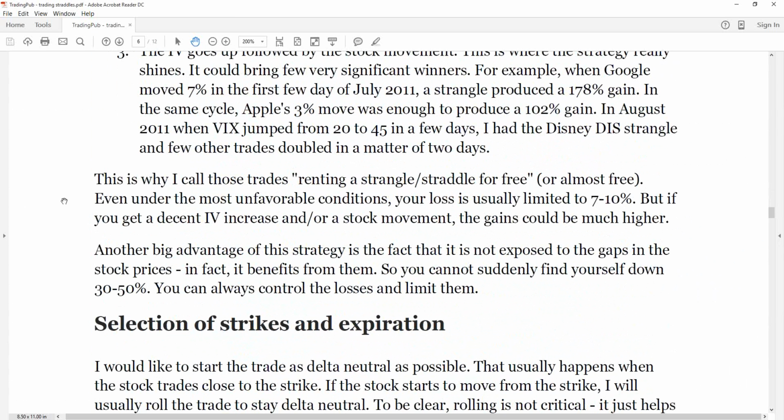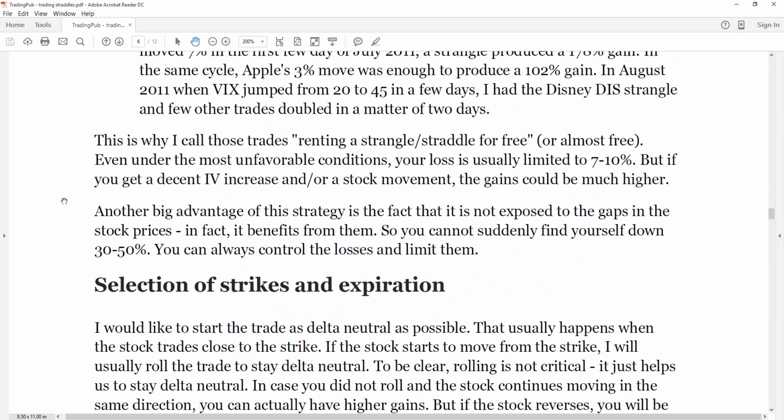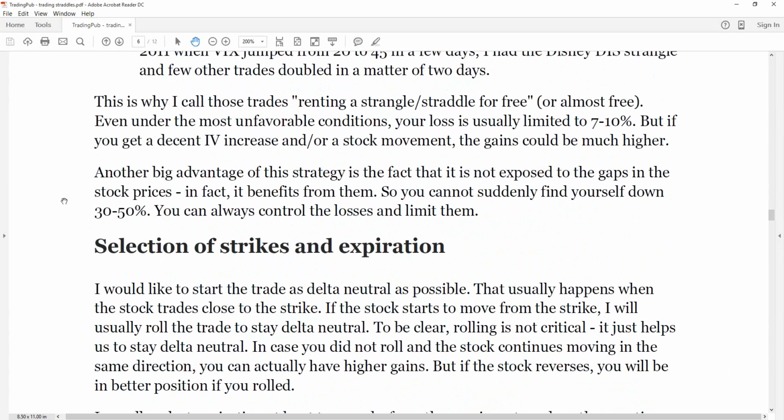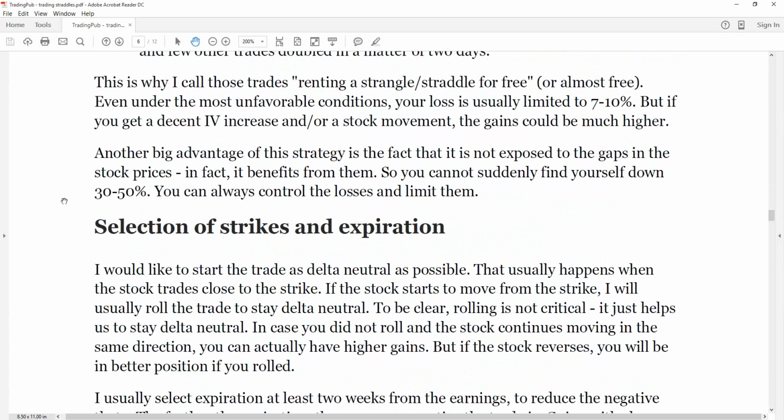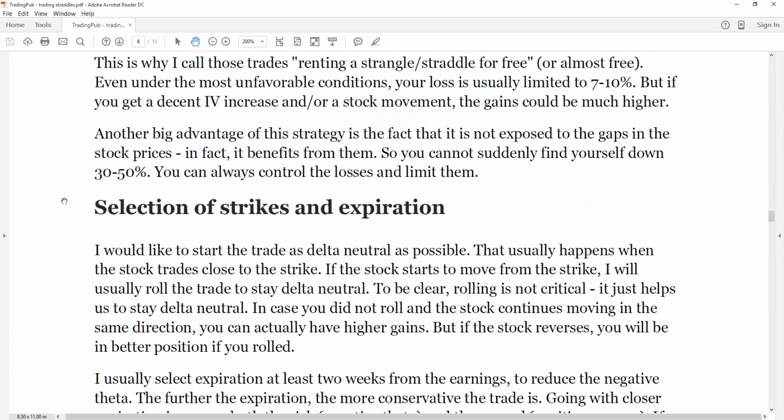So even under the most unfavorable conditions, your loss is usually limited to 7 to 10%. Again, sometimes it could be more, but this is pretty much typical. Now, another big advantage of this strategy is the fact that it is not exposed to the gaps in the stock prices. In fact, the opposite, it benefits from them. So if you buy a call, for example, and stock opens 5% down the next day, you're going to experience a catastrophic loss. But when we have both puts and calls, you actually are not afraid of gaps, the opposite.